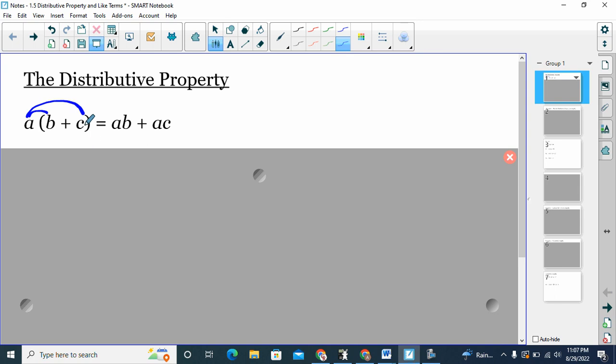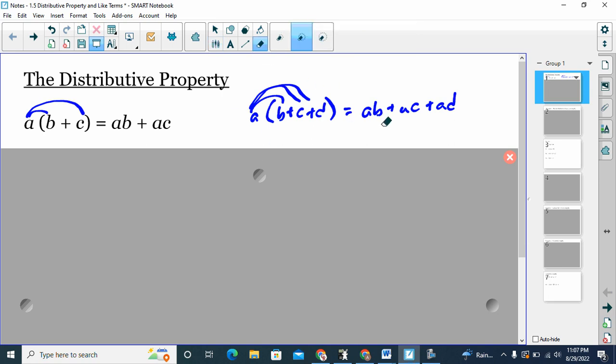If there happened to be one more, maybe it looked like this: plus C plus D. We would do A times B, A times C, and A times D. So you distribute that A to each of the other terms. Each of these things, AB, AC, AD, all the things in between the plus signs, those are called terms.